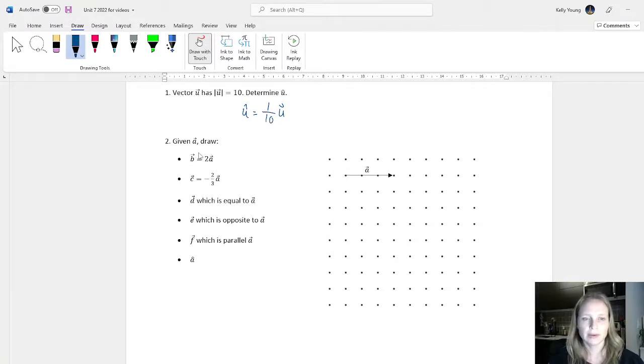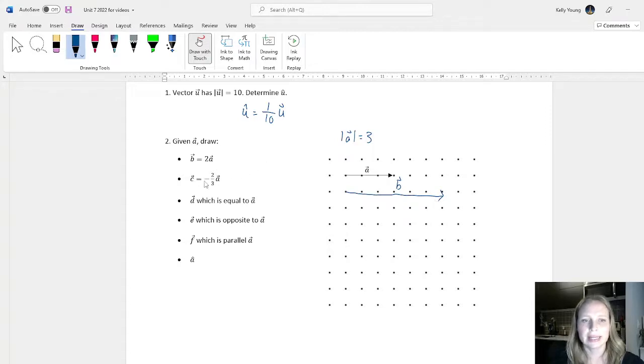Okay, and so now we have vector A, and we are given a bunch of instructions. A has a direction that's due east, and it has a magnitude of 3. If we're going to draw the vector B, which is 2 times A, so it's a scalar multiple of A, that means we will draw it in the same direction, but with twice the magnitude. So I need to draw it having a magnitude of 6. So that's my vector B.